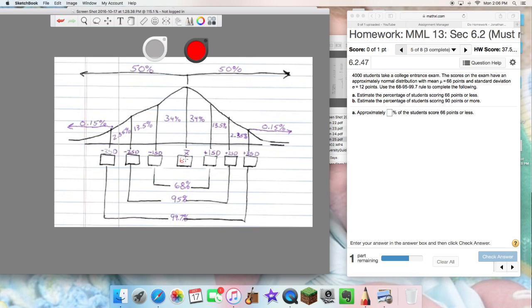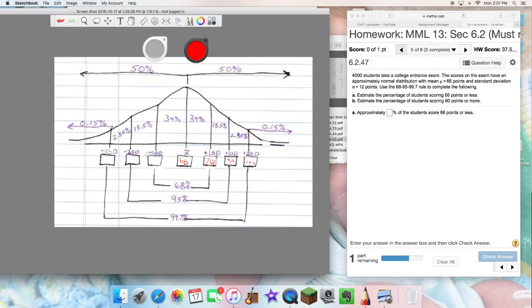Have a mean of 66, and I am counting by 12s. Well, 66 plus 12 gives me 78. Then 78 plus 12 is going to give me 90. The next one is going to give me 102.